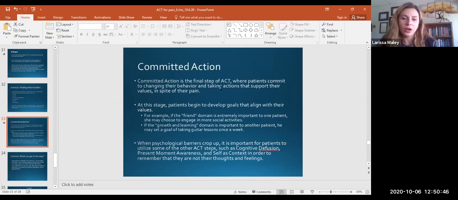The committed action part is where you run into barriers of people sort of falling back on those old behaviors. And this is where it's really important to just support any growth, whether it's a positive or negative experience. If it was in the service of their value, then that's an opportunity to grow and learn and refine and continue to move through that.